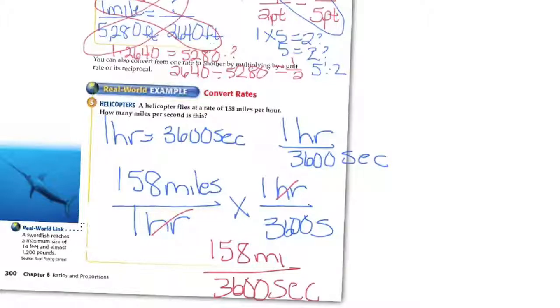If you divide 158 by 3,600, you will get 0.04, oh sorry, too many zeros, 0.04 miles per second. That's your final answer. So the helicopter flies approximately 0.04 of a mile per second. Okay, go ahead and go to your next page.